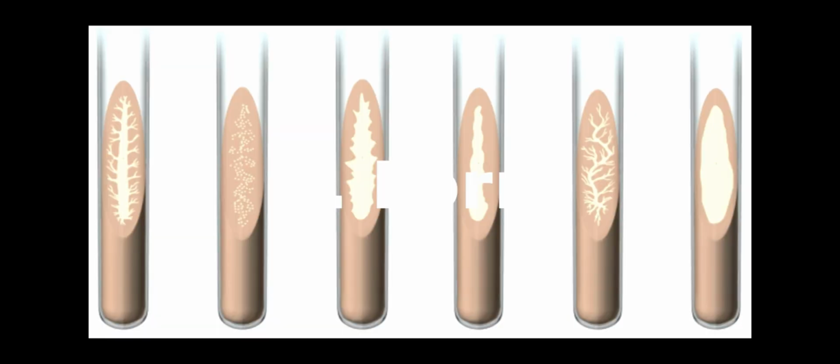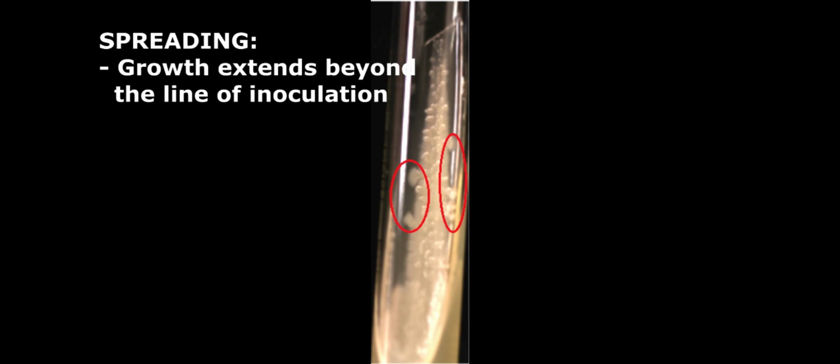Number 5 is the form. There are 6 types of form: filiform, spreading, echinulate, beaded, rhizoid, and arborescent. In filiform or uniform, colonies grow along the line of inoculation. For spreading, the growth of the colonies extends beyond the line of inoculation.